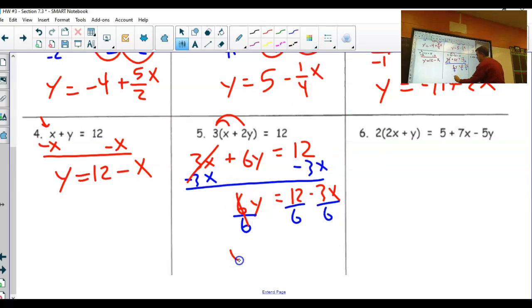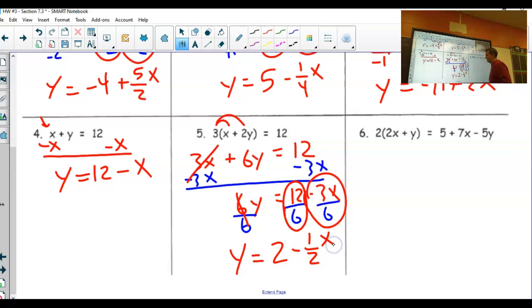And that gives me the y by itself. 12 divided by 6 would be 2. Negative 3 divided by 6. Well, that turns out to be a decimal, so I'm going to leave it as a fraction. Negative 3/6 reduces to negative 1/2. And there's your x. All right, last up, the hardest one.